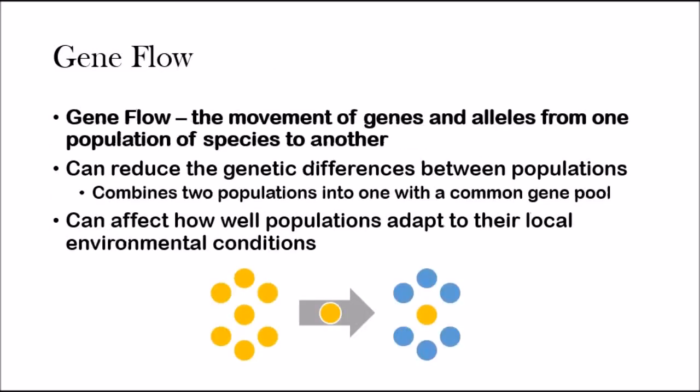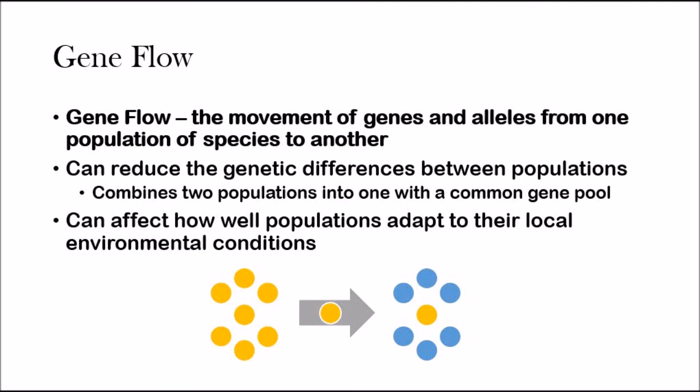Now, the last mechanism which can cause microevolution, remember the first two were natural selection and genetic drift. The last one is gene flow. So gene flow is the movement of genes and alleles from one population of a species to another. And what happens is it typically reduces the genetic differences between populations. It combines two populations into one with a common gene pool. And it can affect how populations adapt to their local environmental conditions.